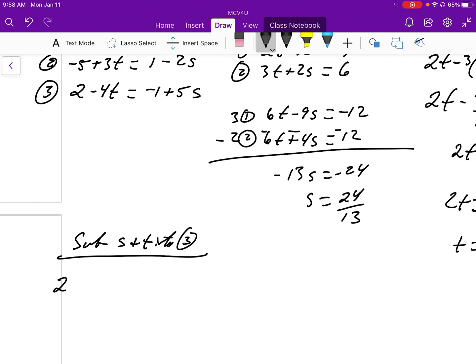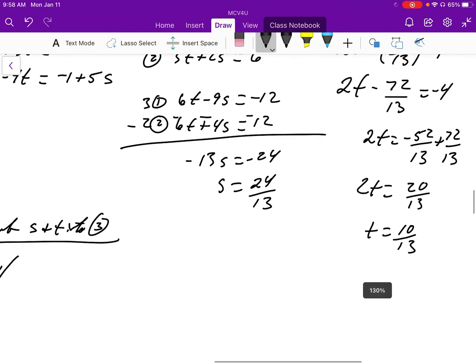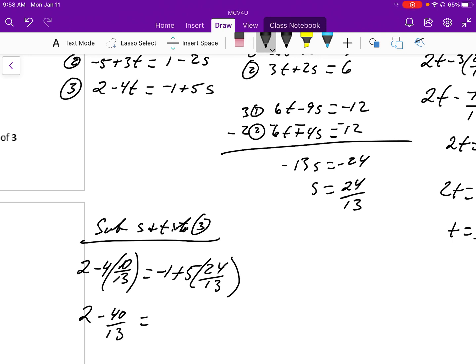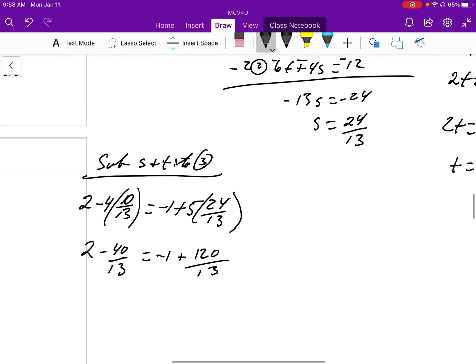Okay, so 2 minus 4 times 10 over 13 equals negative 1 plus 5 times 24 over 13. If this is true, we have intersecting lines. Okay, so 2 minus 40 over 13 needs to equal negative 1 plus, I guess that's 120 over 13. Okay, well, I can see this is not true, right?